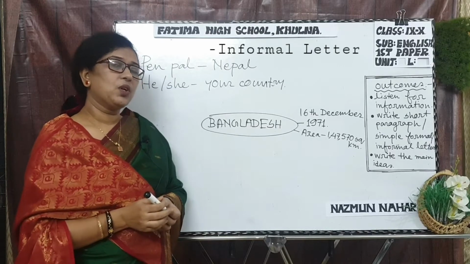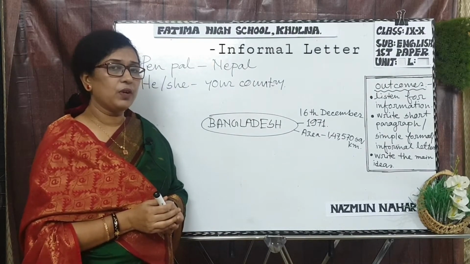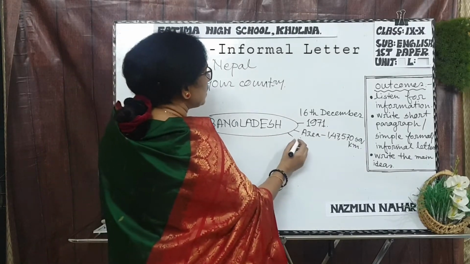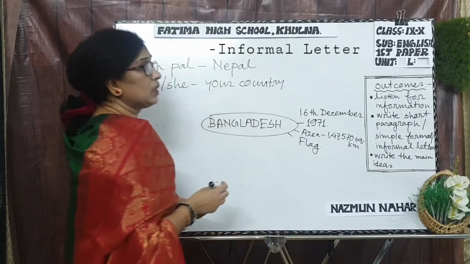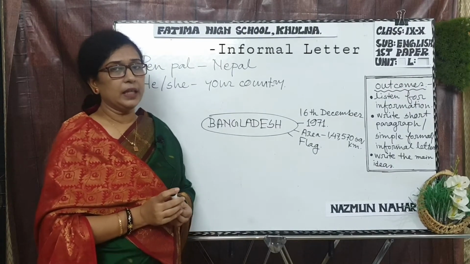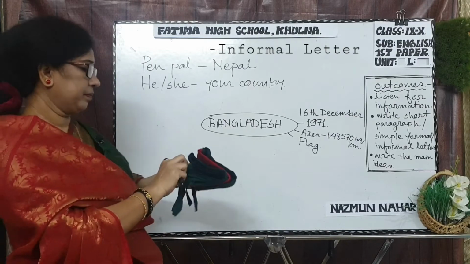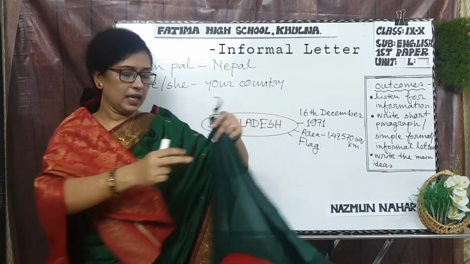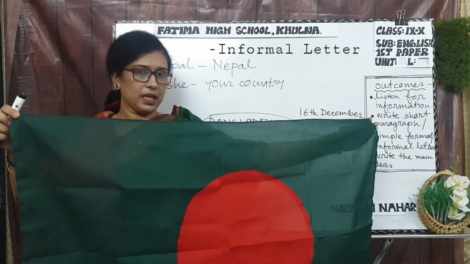Next number, you can write about your flag. Do you know how many colors are there in your flag? Yes, we have 2 colors. So you can write about your flag. There are 2 colors in our flag, the red and the green. Now look at the flag. Here is our national flag. This is our flag, and this is a rectangular size.